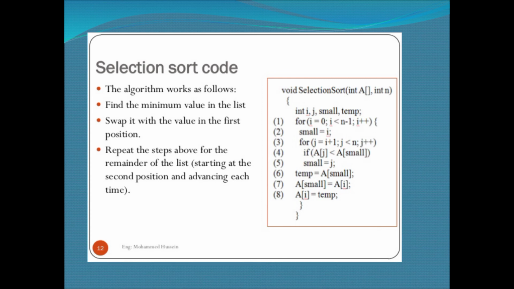In step 2, as you know, small is equal to i, that is, you have to find the smallest element in the array and swap the element if it is not in its location. In step 4, you can say if a of j is less than a of small, then small is equal to j, temp is equal to a of small, a of small is equal to a of i, and a of i is equal to temp. Just remember that this is the swapping technique, or interchanging process.